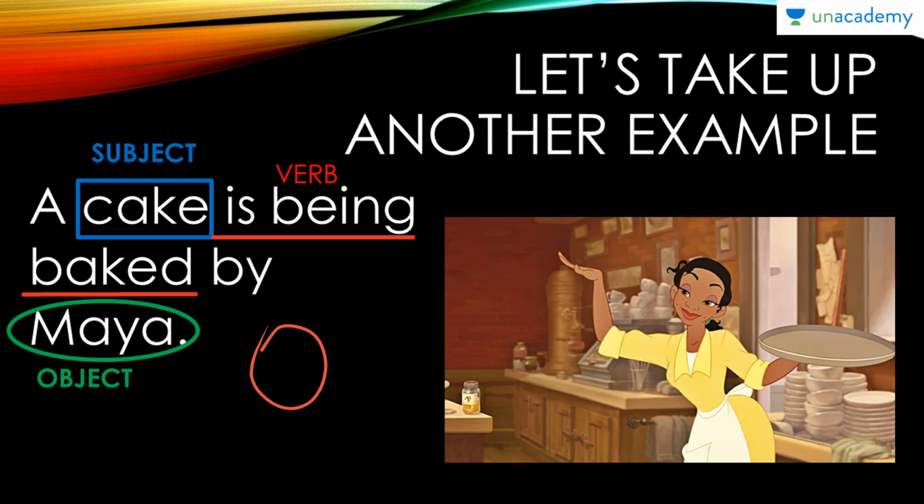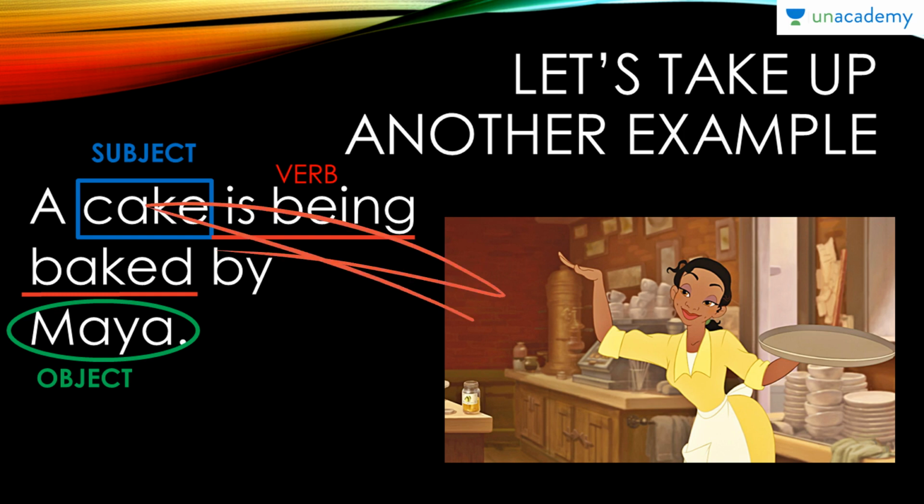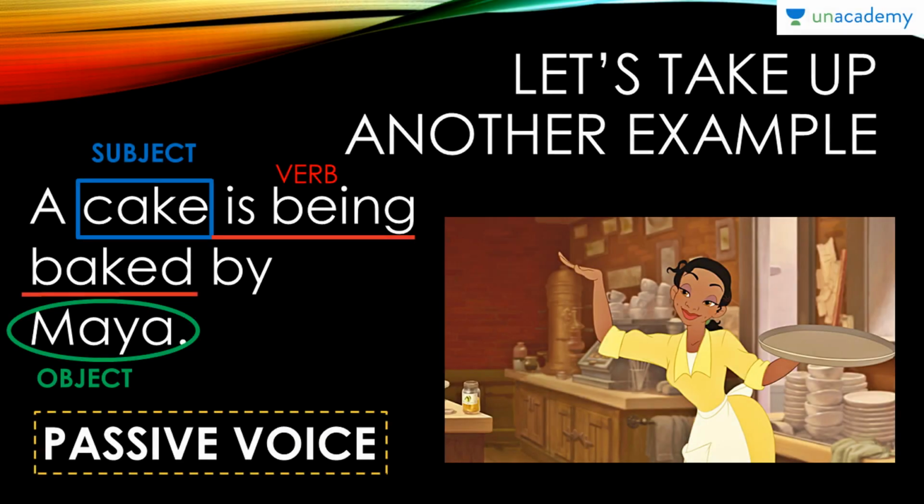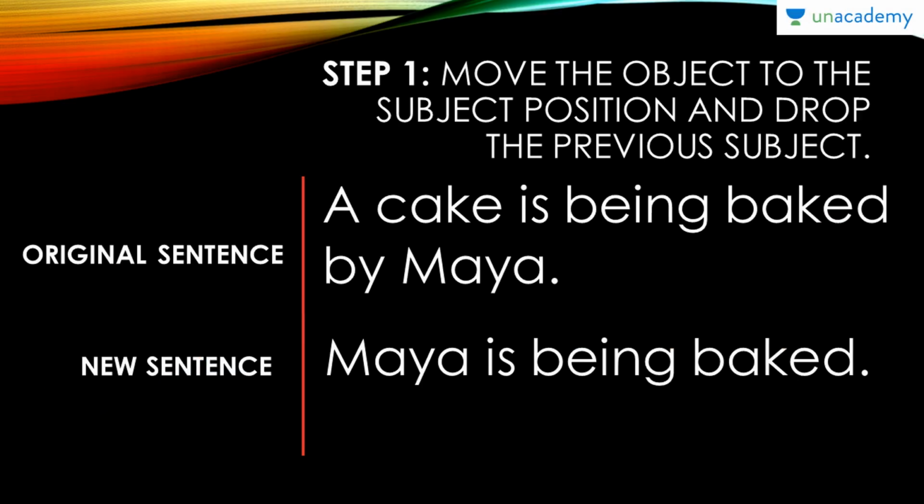Now if the sentence consists of by something or by someone, there is a hint saying that it is in passive voice. Plus there is our auxiliary verb also. So making this sentence passive voice. There. So a cake is being baked by Maya is in passive voice. So now we need to convert this sentence which is in passive voice into active. So step number 1, move the object to the subject position and drop the previous subject.